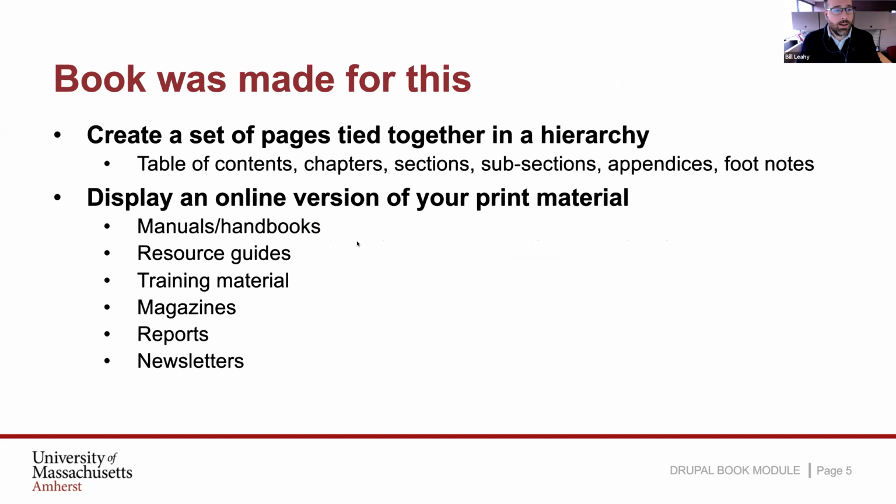All right. So the book module was made to handle these situations, right? You're creating a set of pages that are tied together in a hierarchy. So it comes with a built-in table of contents as you start to add things like chapters, sections, subsections. You can add an appendix, you can add footnotes, you can add all this information into the book module. Maybe something came from a PDF or a manual or just a giant Word document. I guess the benefit of the book module is you're taking all the information and just turning it into simple HTML pages.